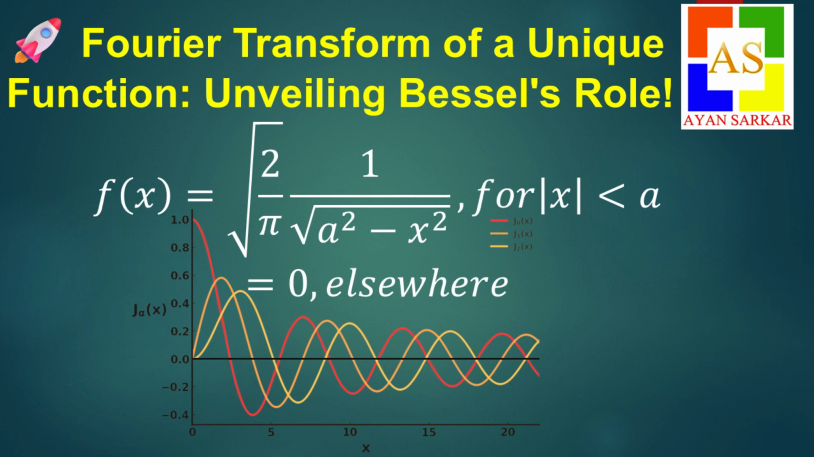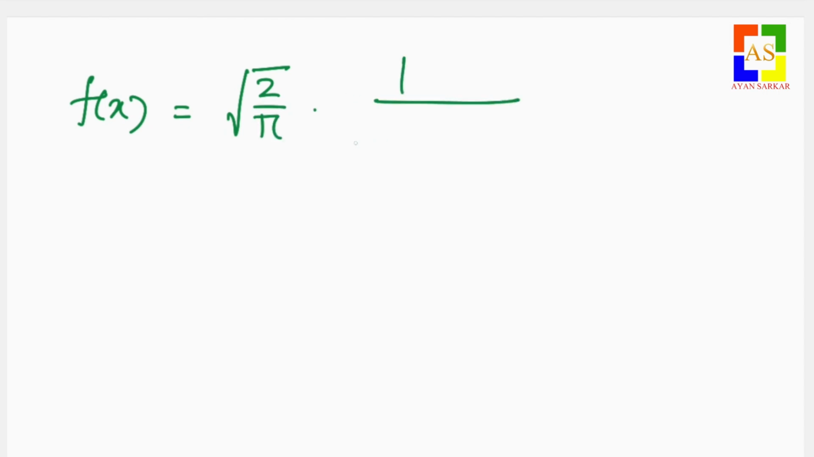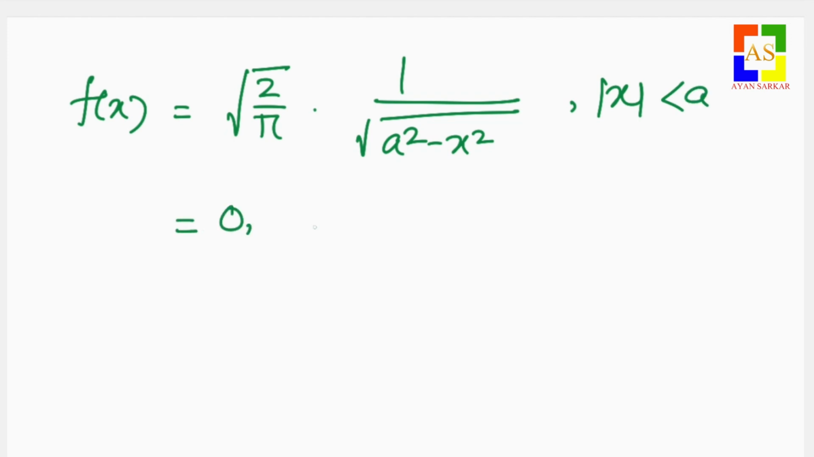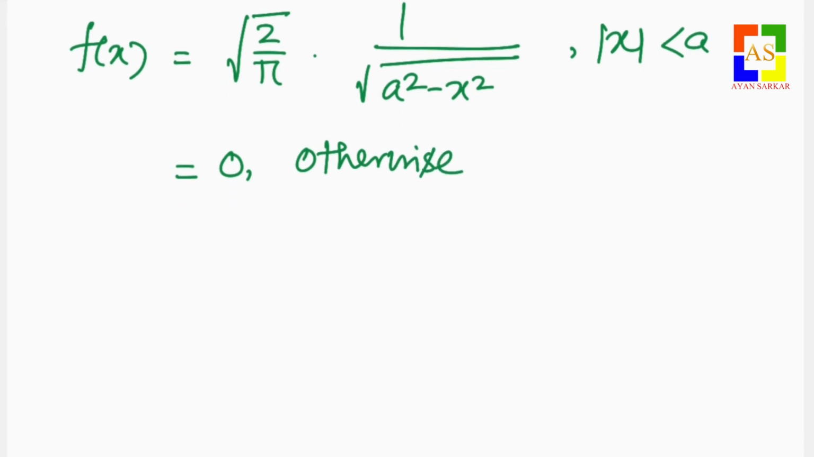Today I shall do some Fourier transform of a given function. Today we have the function f(x), which is given as root over 2 by pi times 1 by root over a square minus x square for mod x less than a, and it is 0 elsewhere. So we have to do the Fourier transform here.